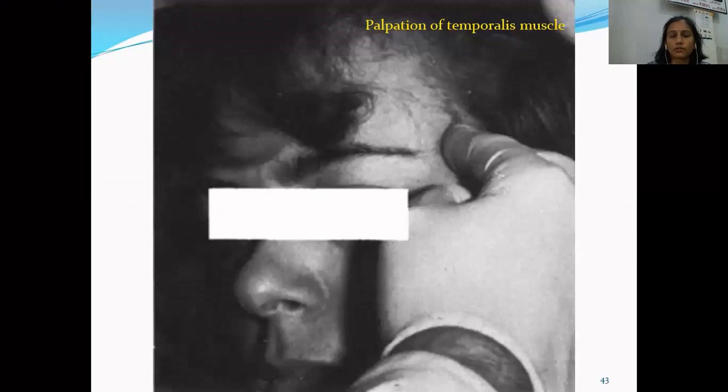So then is the fourth muscle of mastication, the temporalis muscle. When you are palpating for temporalis also, you should ask the patient to clench their teeth. The patient should be in the occlusion position.